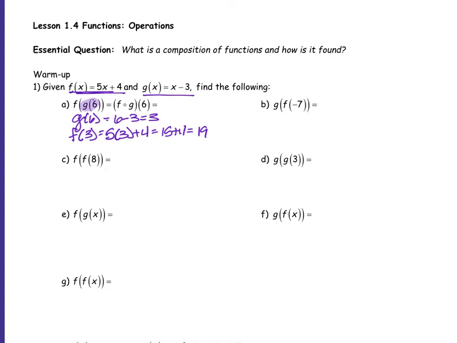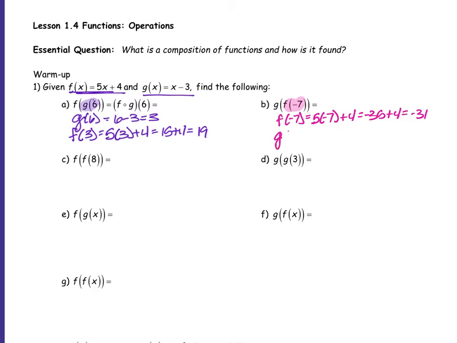Okay, so same thing here. I'm going to find what's inside first. So I'm going to find f of negative 7. So I'm going to plug that into f first. So that's 5 times negative 7 plus 4, which is negative 35 plus 4, or negative 31.